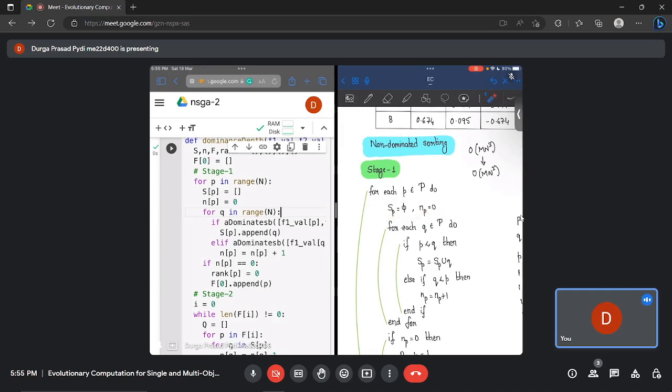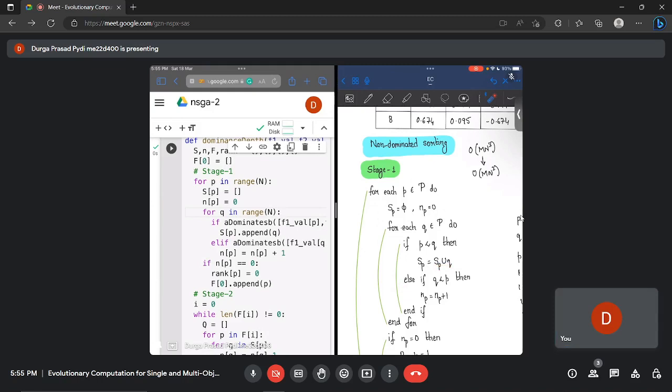It's the same thing I have defined over here. And again there comes another loop for the values of Q, for Q in the range of N. What we do is compare P with Q. If P is dominating Q, I'm writing it as dominates(P, Q), like a dominates b. Then you add that particular Q to SP. Union is essentially the append function here, so I am adding Q to SP.